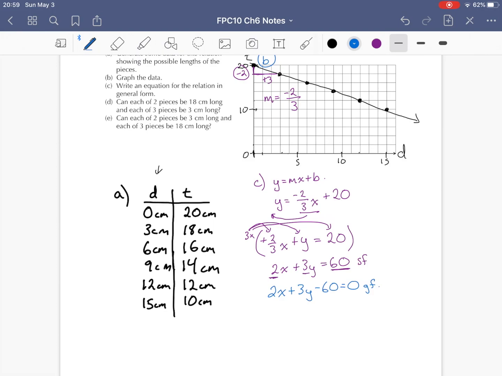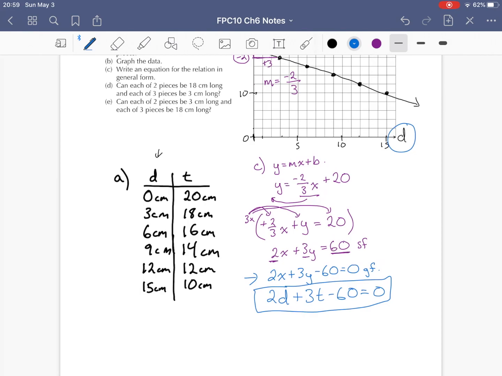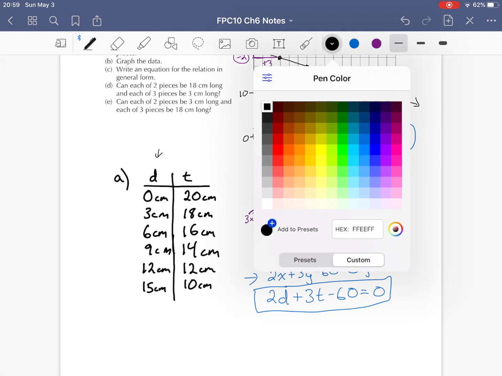Letter D. Can each of the 2 pieces be 18 centimeters long? And each of the 3 pieces be 3 centimeters long? Well, let's try that. Oh boy, I shouldn't have x and y in this, should I? I should have d for x and t. So this is 2 times d plus 3 times t. There's my final answer.